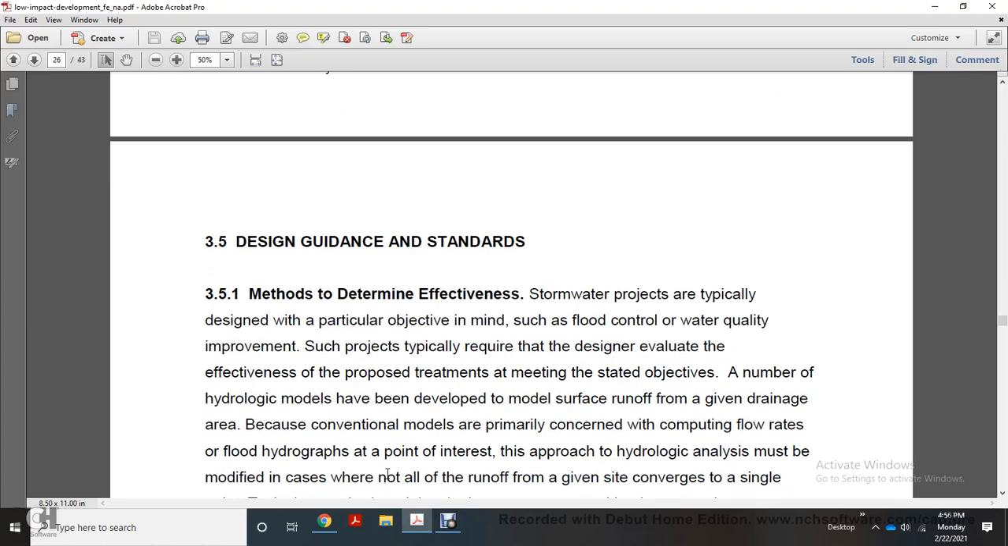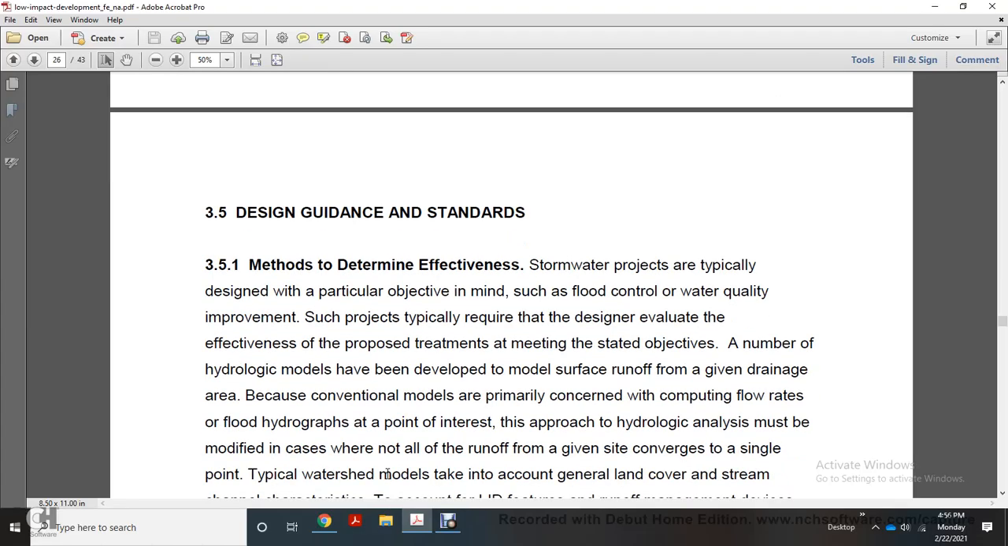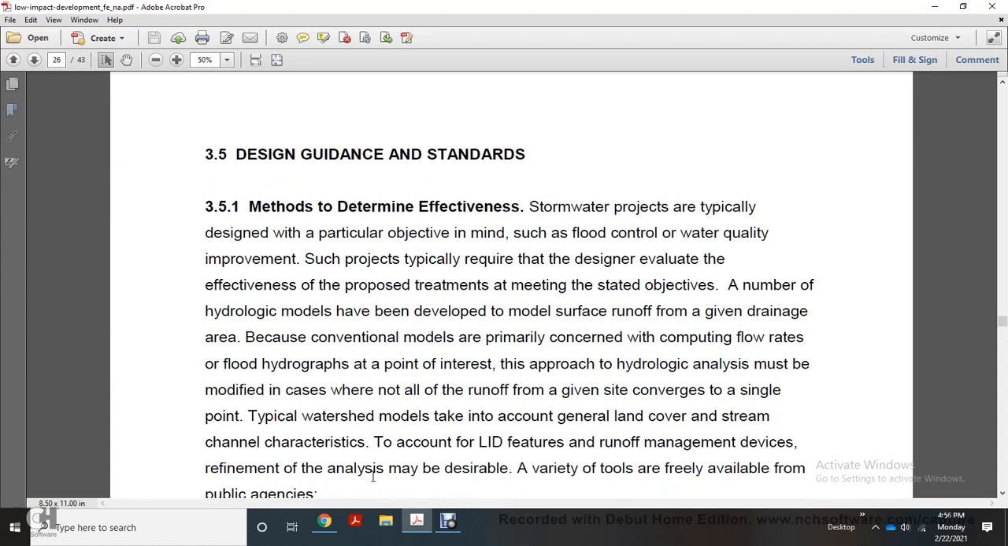The approach for hydrological analysis must be modified in cases where not all runoff from the given site converges into a single point. The typical watershed model will take into account the general land cover and stream channel characteristics. For low impact development features and runoff management devices, a refined analysis may be desirable.